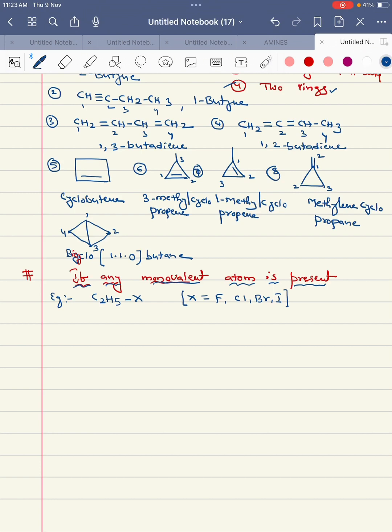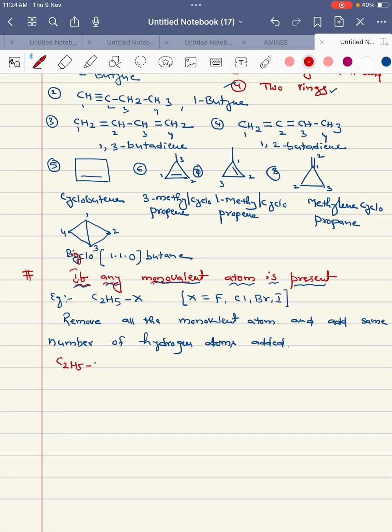In case of a monovalent atom, to find the DU, we just remove all the monovalent atoms and add the same number of hydrogen atoms. So remove all the monovalent atoms and add the same number, equal to how many you removed, of hydrogen atoms.